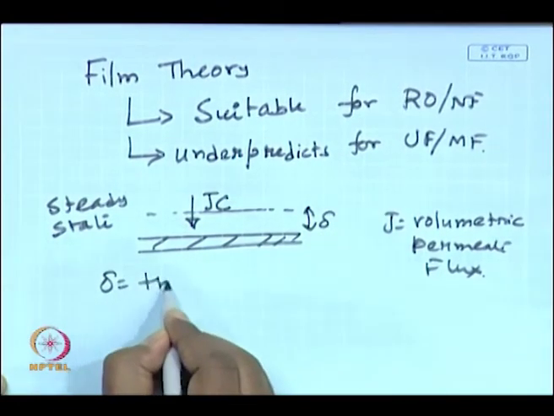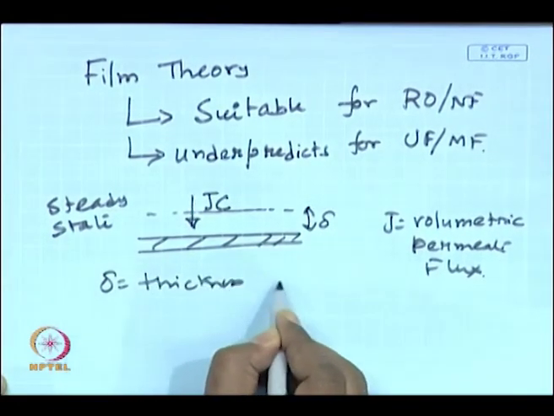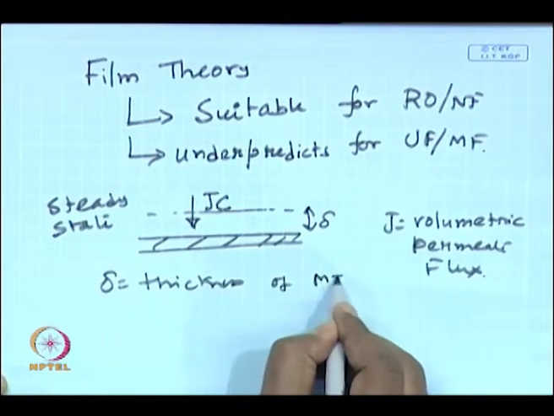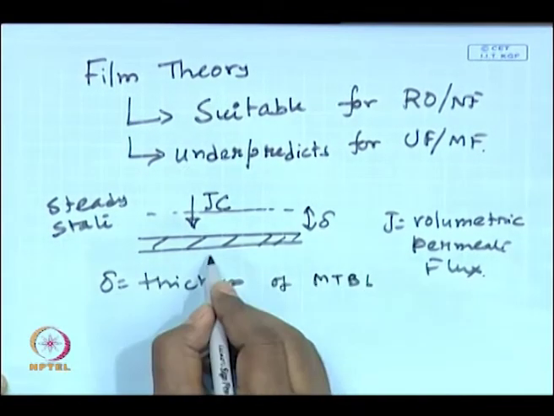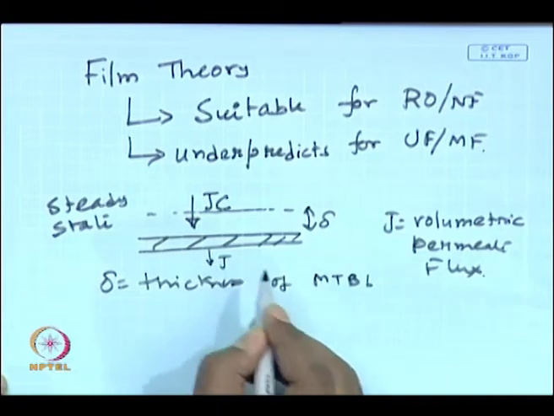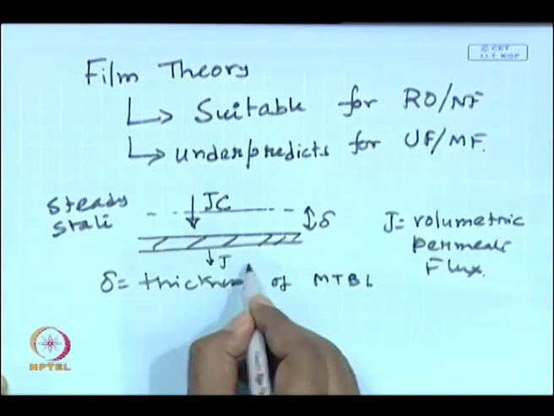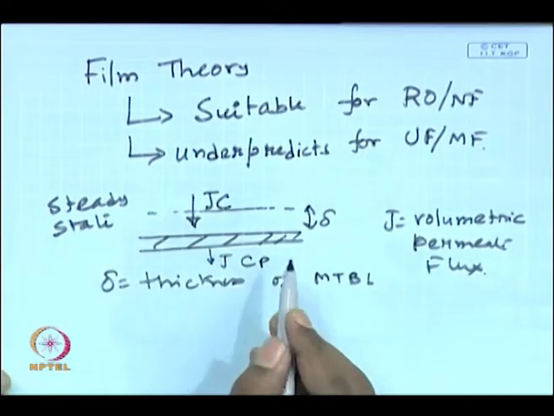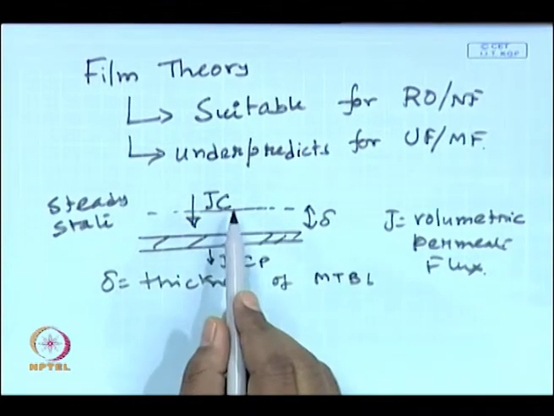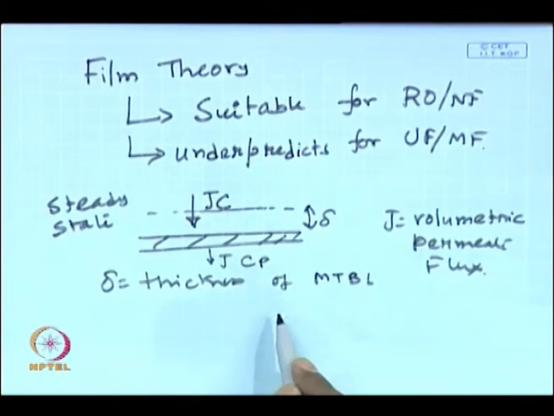Delta is the thickness of the mass transfer boundary layer, or concentration boundary layer, and the volumetric flow rate is J and the concentration is Cp. So volumetric flow rate times concentration will give you the solute flux towards the membrane.